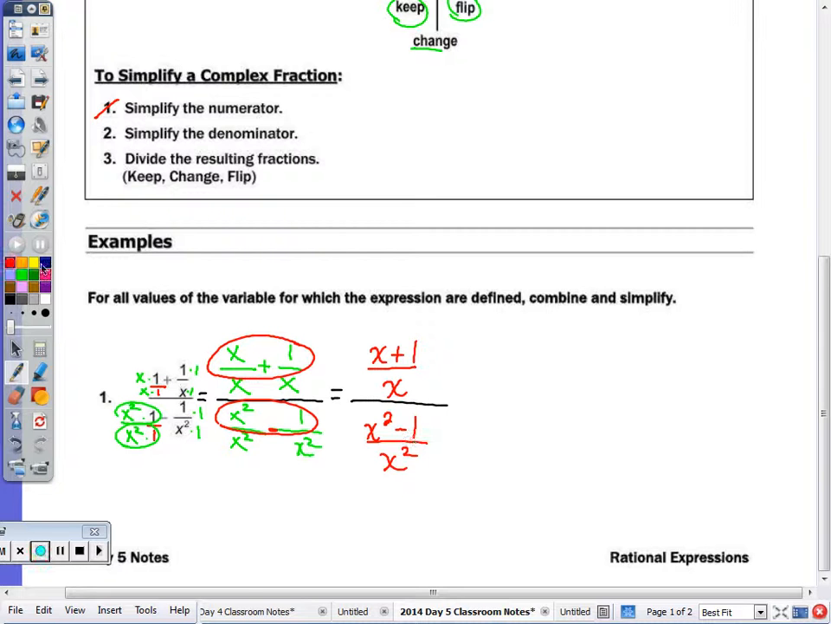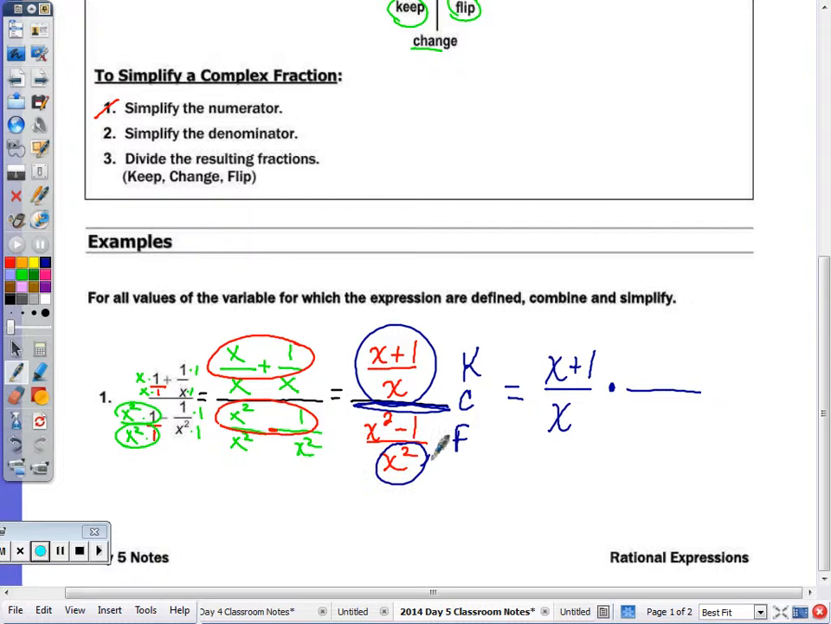Now this is where you want to do the keep, change, flip. And as I do the keep, change, flip, to save myself some writing, I factor when possible. So this stays the same, x plus 1 over x. This gets changed to multiplication and flip. So the x squared now is going to go up top, and then the x squared minus 1 is going to go in the denominator.